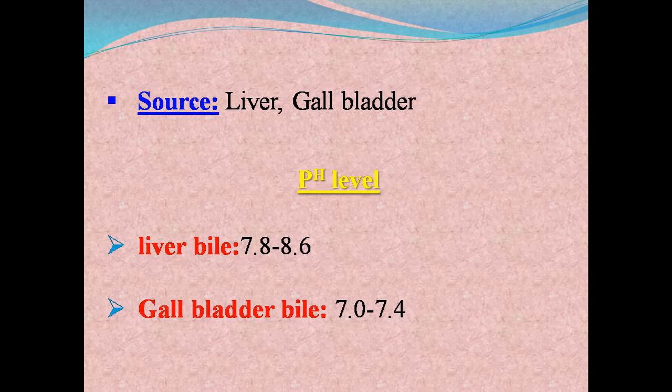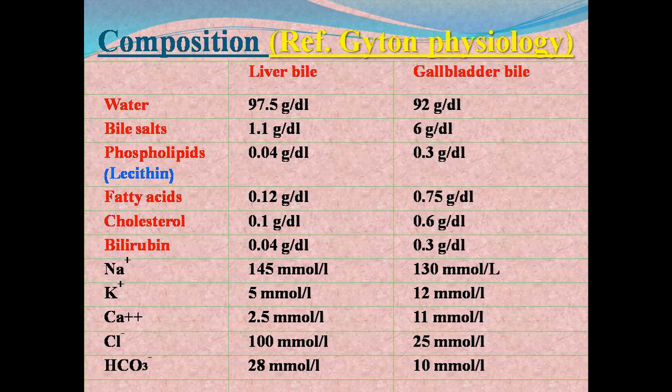Now the source of bile: liver bile and gallbladder bile. Liver bile pH is 7.8 to 8.6 and gallbladder bile pH is 7 to 7.4. Here is the composition of bile. Important components of bile are water, bile salts, bile pigments, that is bilirubin, phospholipids, mainly lecithin, fatty acid and cholesterol.